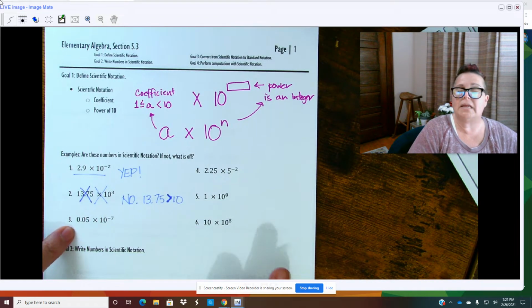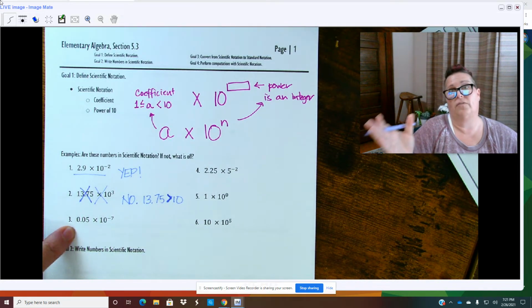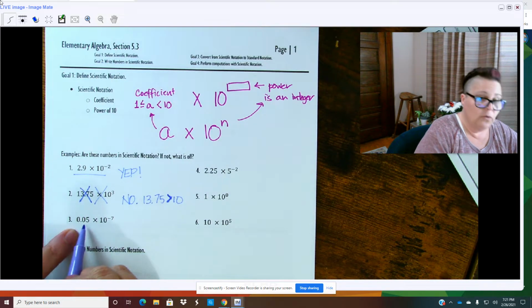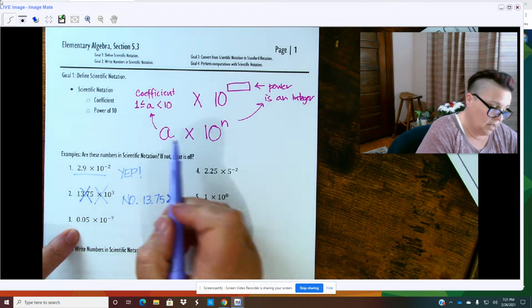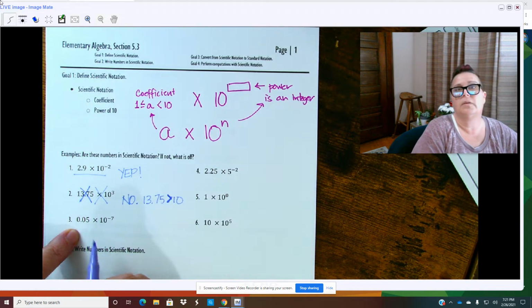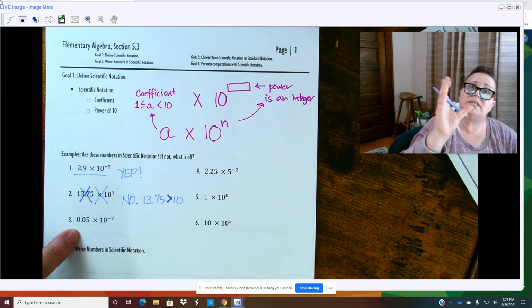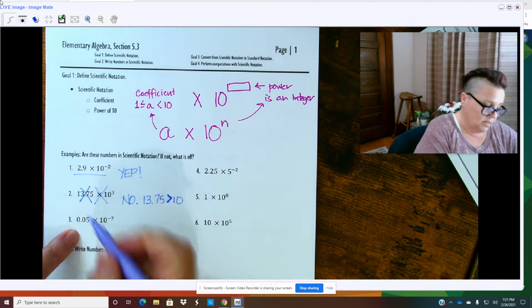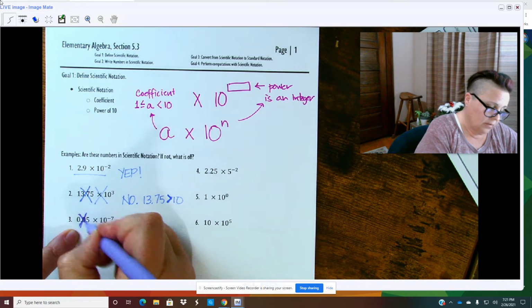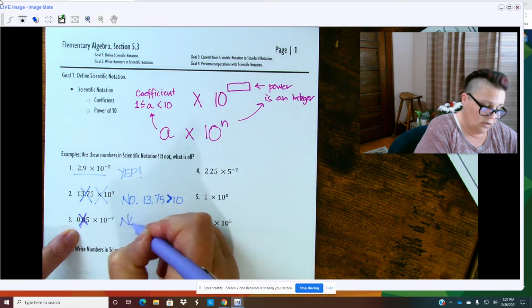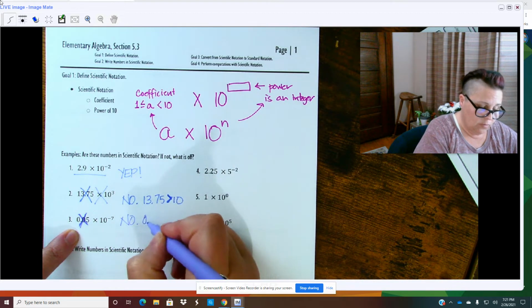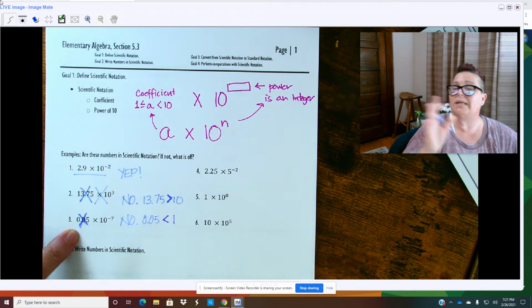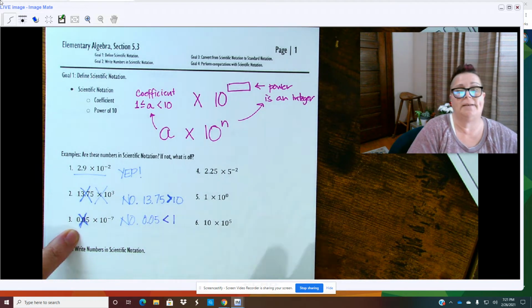What about number 3? 0.05 actually, times 10 to the negative 7th. Again, as we look at this coefficient, is that between 1 and 10? 0.05 is smaller than 1. It's like a nickel out of a dollar, right? It's smaller than 1. So this part does not work. So this is again a no. Why not? 0.05 is actually smaller than 1. And we can't have that. It's got to be between 1 and 10.